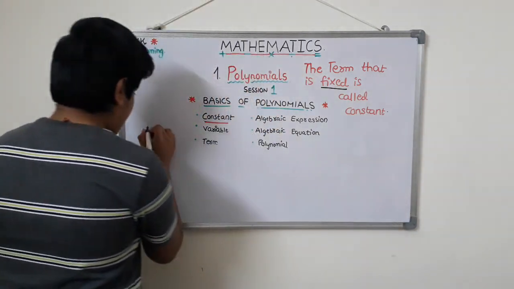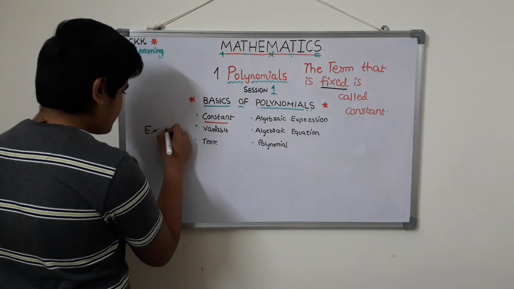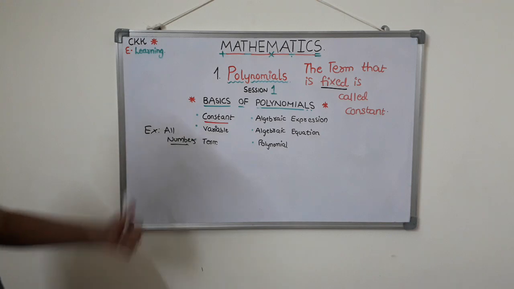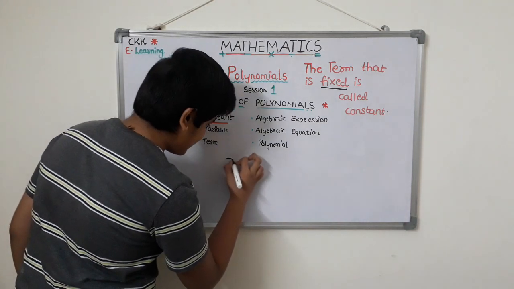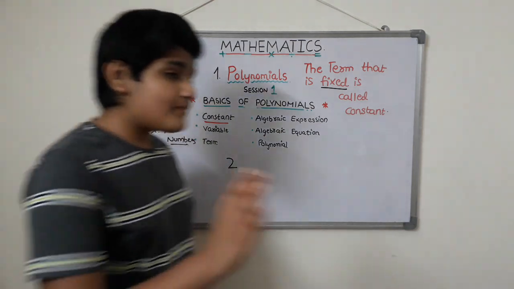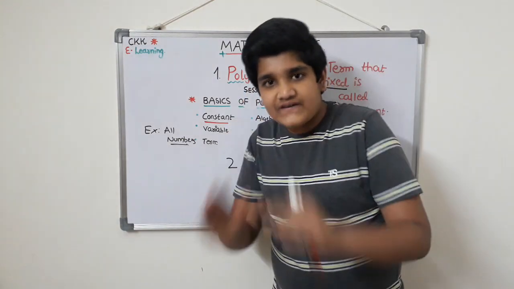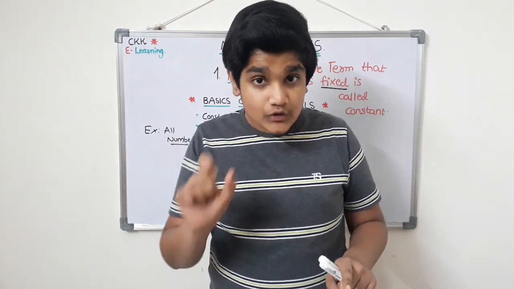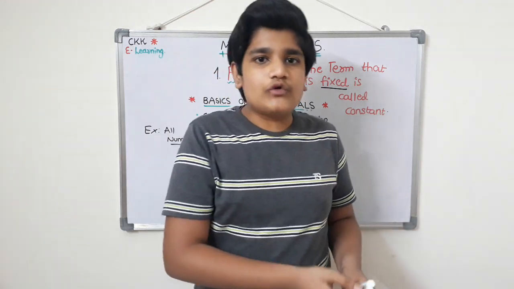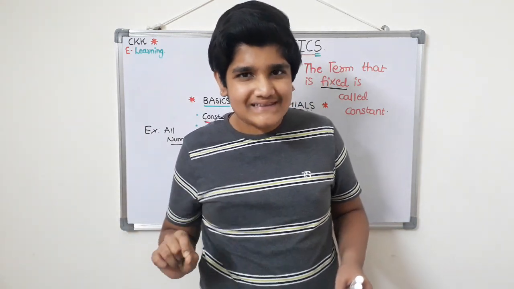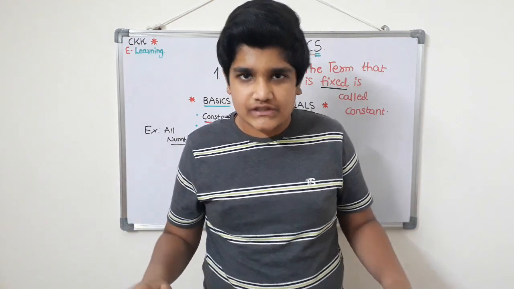Now see, an example of constant is all numbers. Why? Let me say. Let us take any number, 2. Did you observe that the 2 value is fixed? The 2 never changes. Now, here the value of 2 is 2, but in another place it's 4. Is it possible? Just think. Anywhere in the world, the value of 2 is just 2. It will never change.